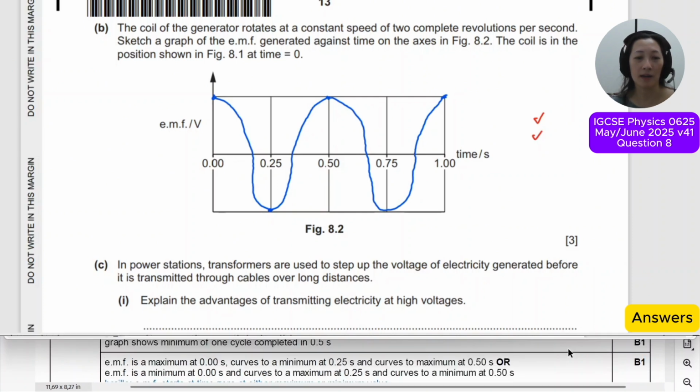The third mark is for putting the EMF at a maximum at 0.00 seconds, curving to a minimum at 0.25, and curving back to the maximum at 0.50, which we got. Or you can even start from the bottom here. That means if you go the other way, it also works. Because as long as you start from a maximum value, so this is the maximum negative, you can even start from here as long as you show one complete wave in the same time period of 0.50 seconds. That's why even if you draw it as a mirror image starting from the bottom, it still is accepted. So that's how we score the 3 marks for this question.